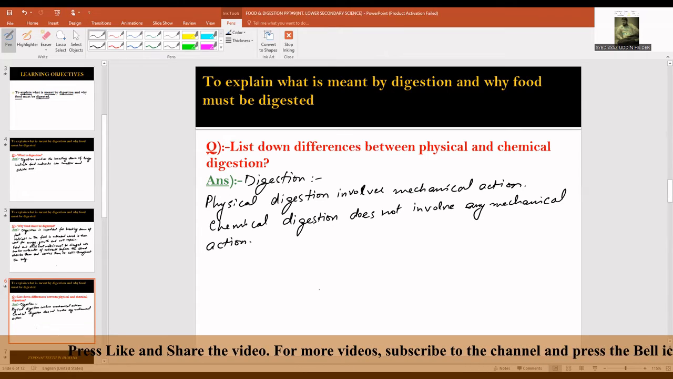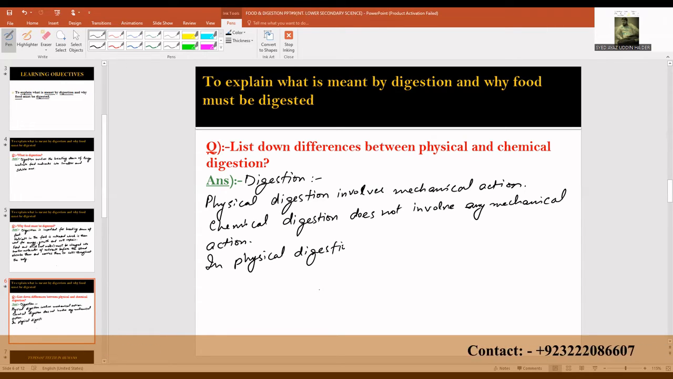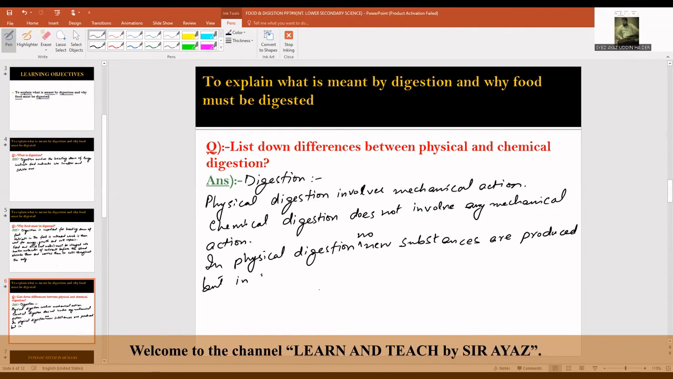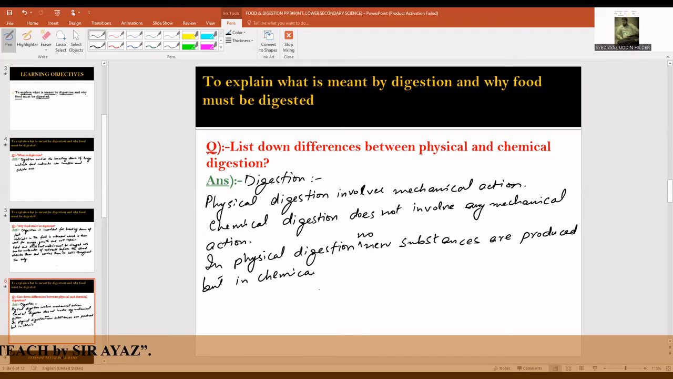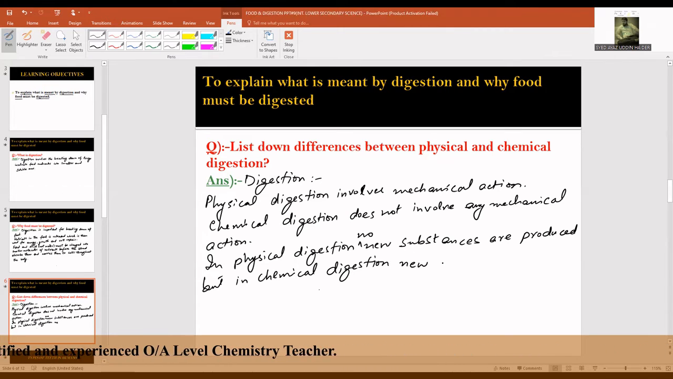In physical digestion, no new substances are produced. But in chemical digestion, new products and substances are always produced.